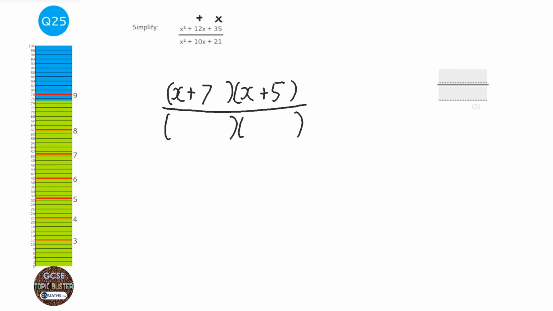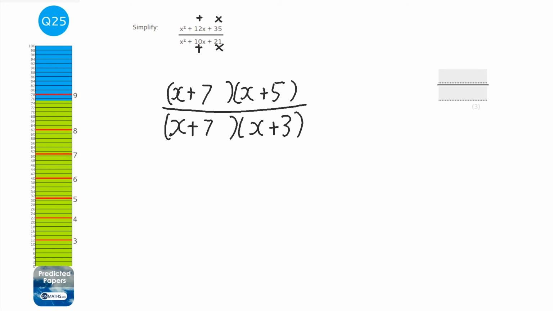Now, a little bit of a cheat here. I know one of them will be the same. So either one of them is going to be x plus 7 or one of them is going to be x plus 5. So I need 2 numbers that add together to make the 10x and multiply together to make 21. Well, I know that 5 doesn't go into 21, but I know 7 does. So x plus 7 and x plus, well, to make the 21 and the 10, it needs to be 3.